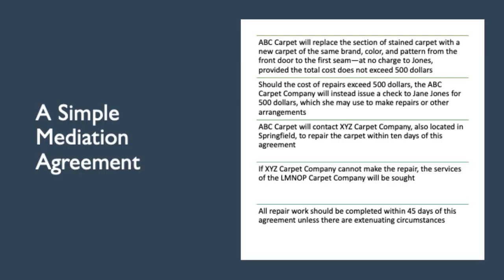Number one, ABC Carpet will replace a section of the stained carpet with a new carpet of the same brand, color, and pattern from the front door to the first seam at no charge to Jones, provided the total cost does not exceed $500. Should the cost of repairs exceed $500, the ABC Carpet Company will issue a check to Jane Jones for $500, which she may use to make repairs or other arrangements.